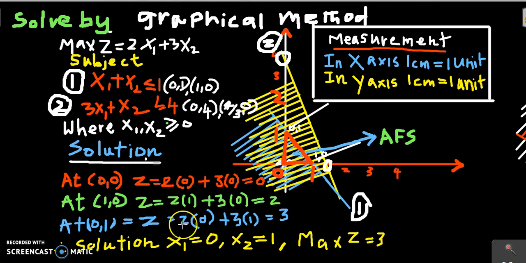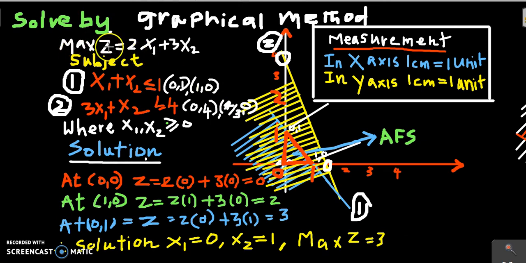Finally, we see that the point which gives the maximum is 0, 1. Therefore, the solution set is x1 equals 0, x2 equals 1. If we substitute these two values in the objective function, we get maximum z equals 3. So thus we can do the problems.